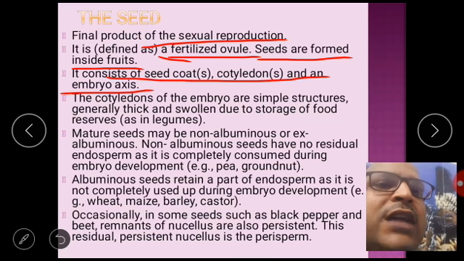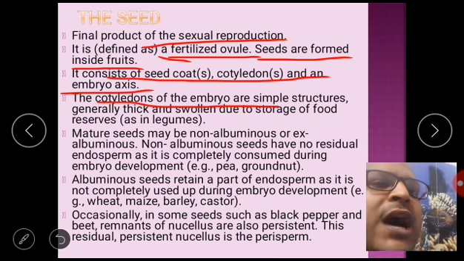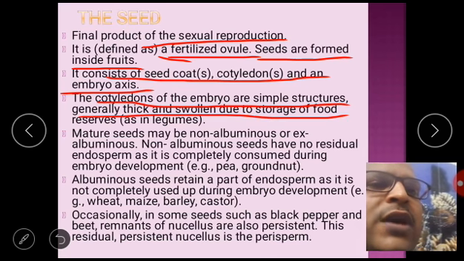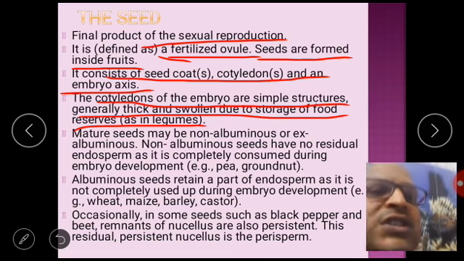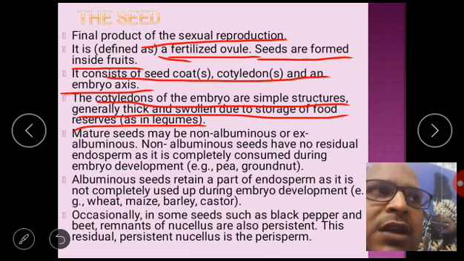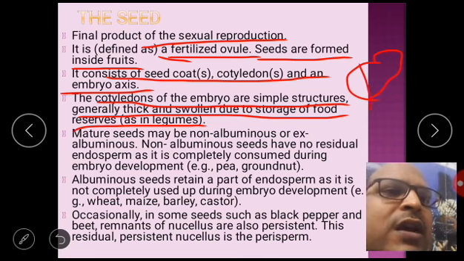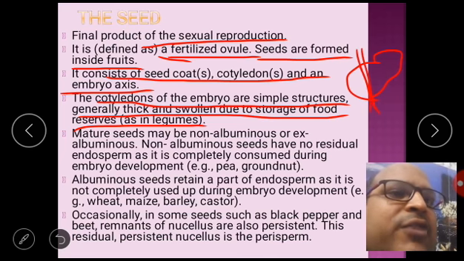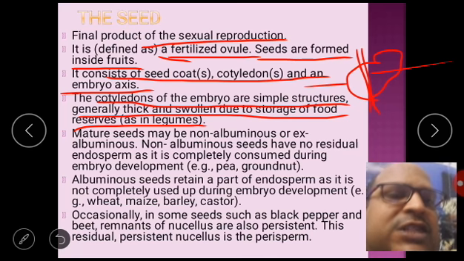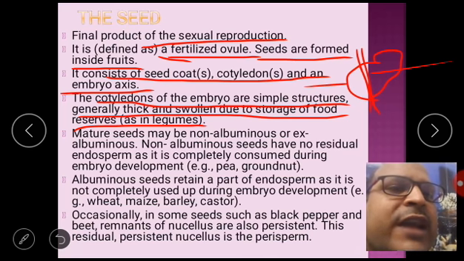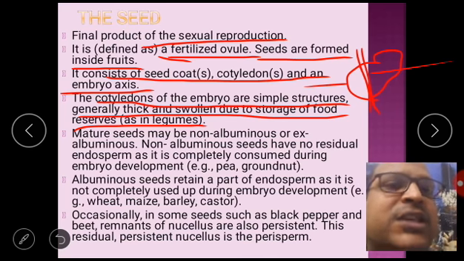Now, the cotyledons of the embryo are simple structures, generally thick and swollen due to storage of food reserve, such as in legumes. In legumes, just like the gram you have seen, if you divide it into two, it can be divided into right and left. These right and left parts are cotyledons. Actually, this is not the endosperm, this is cotyledons. And this will provide nourishment to the germinating plantlets.